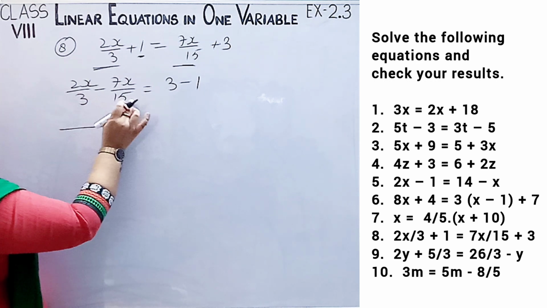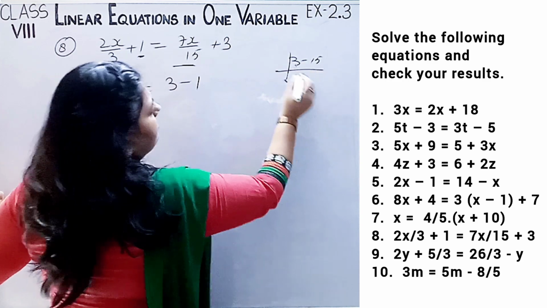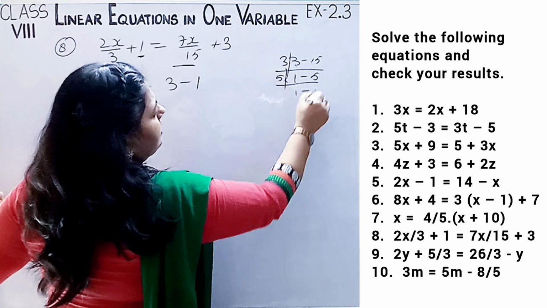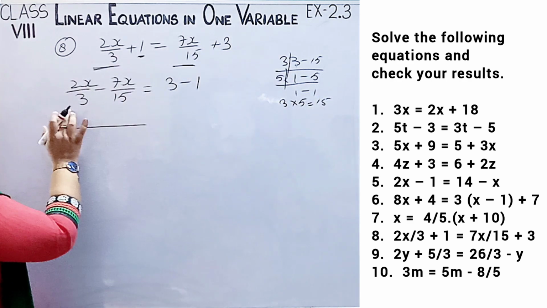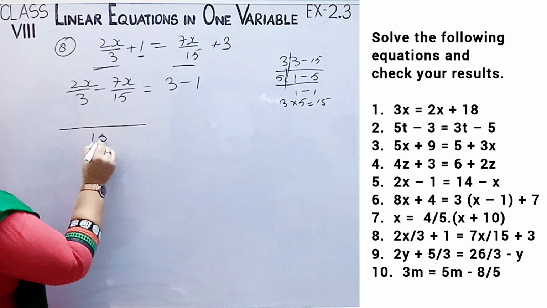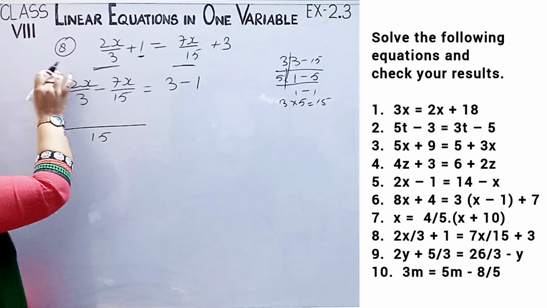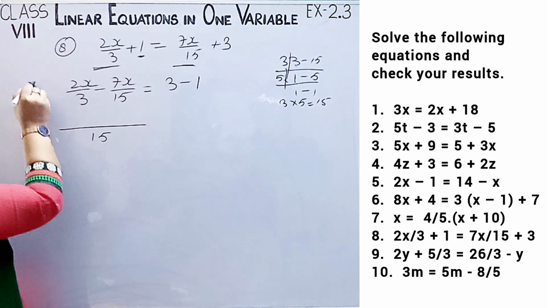So for 3 and 15, if we take the LCM, first we take 3 times 5, that is 15. It means the LCM of 3 and 15 is 15. Now we have to divide this, and after that we will multiply. So we divide the denominator, and after that the result will be multiplied.